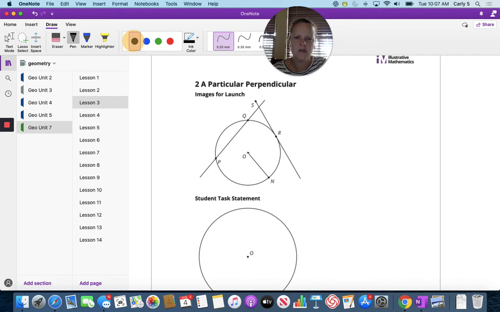All right, so we know that the shortest distance from the center to the edge of the circle is a radius. Okay? These are all radii, right? These line segments are congruent. That should be at point R. I'm not doing a good job drawing my lines.